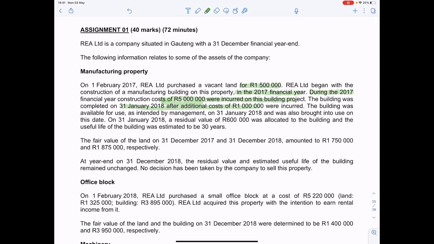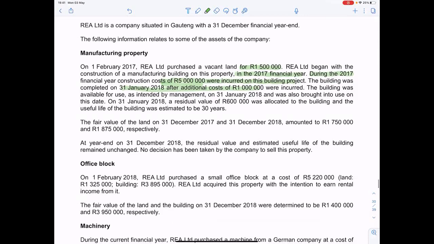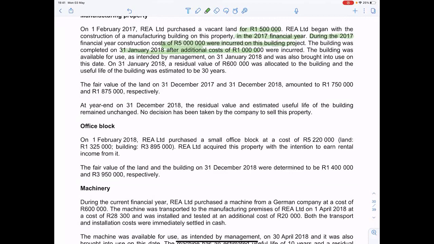So the building was available for use as intended by management on the 31st of January 2018 and was brought into use on this date. On 31 January 2018, a residual value of 600,000 was allocated to the building, and the useful life of the building was estimated to be 30 years.